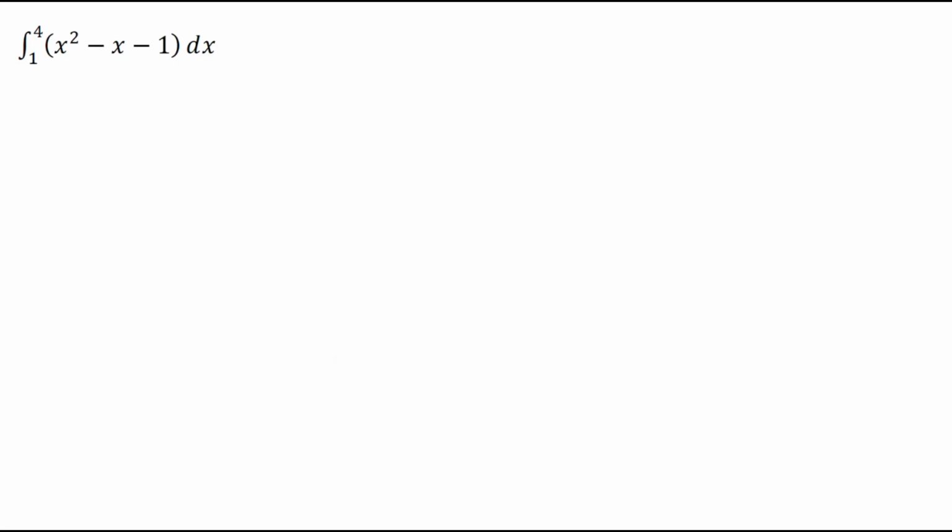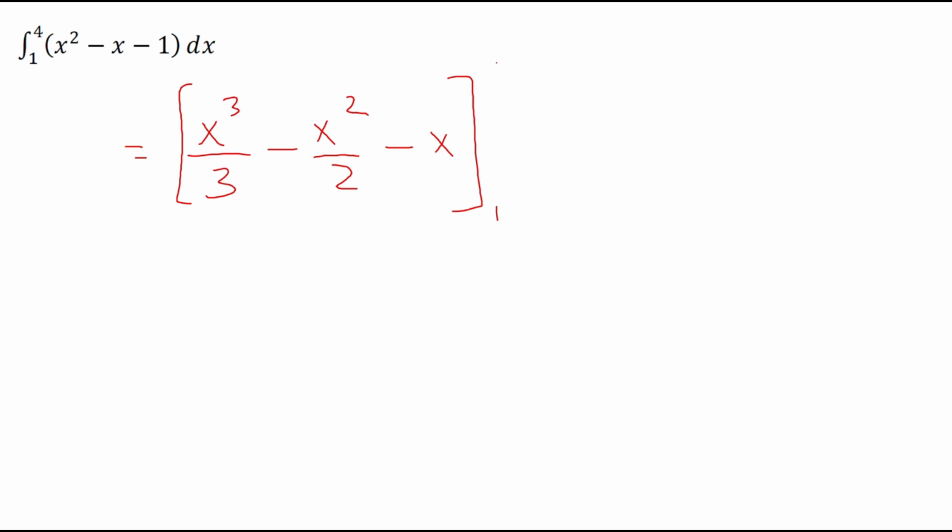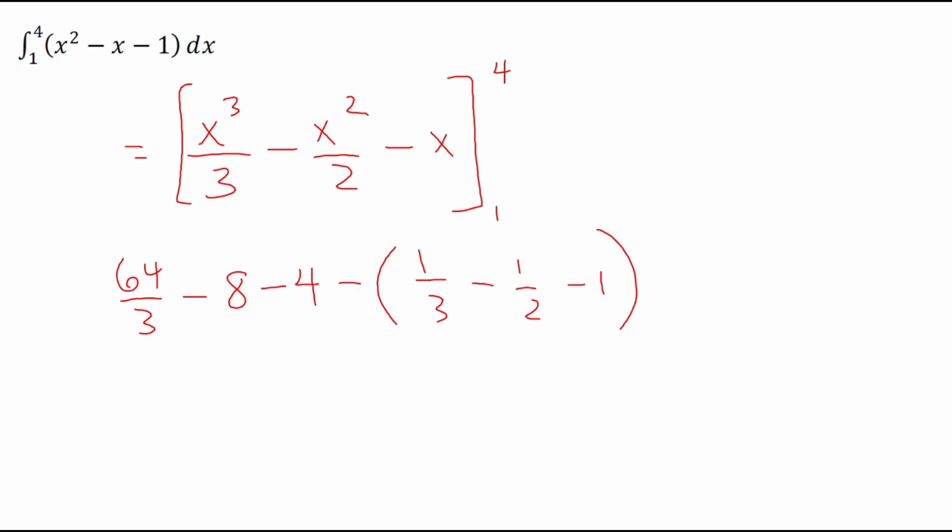We'll finish up with a few definite integrals, starting off with a nice easy one here, where all we have to do is just use the power rule. X squared's integral is x cubed over 3, and then minus x squared over 2, and then minus x. And we'll evaluate from 1 to 4. So 4 cubed is 64, so this is 64/3, minus 4 squared is 16, 16 over 2 is 8, so minus 8 minus 4, and then minus 1/3 minus 1/2 minus 1.